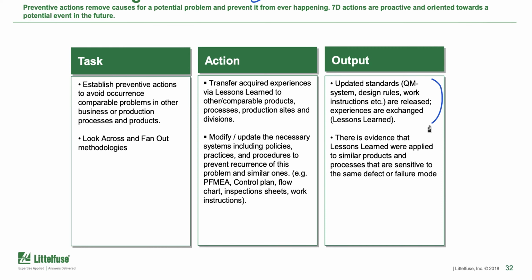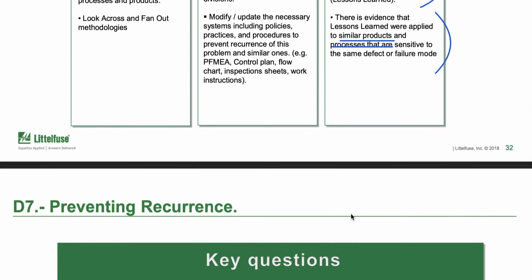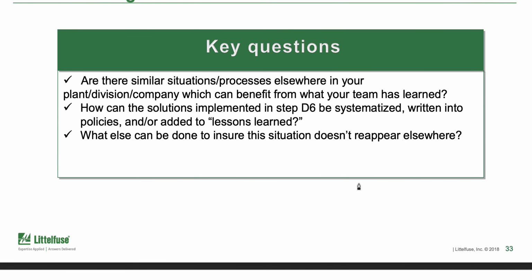Updated standards, design rules, instructions, and release documents. And there is evidence that lessons learned were applied to similar products and processes. So this is so important for step 7. Key questions. Look for opportunities for similar situations. How can the solutions implemented in step 6 be systemized?